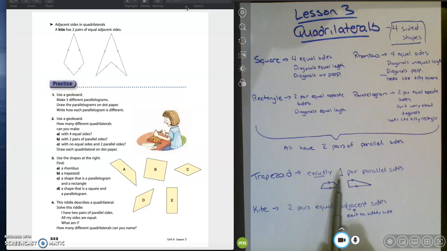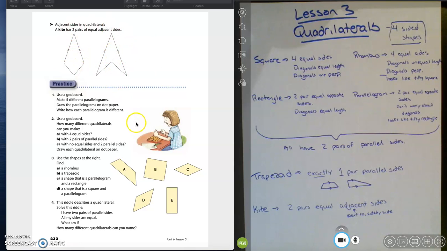A trapezoid, one pair of parallel sides, okay, just like these two little samples I drew here. And a kite, two pairs of equal adjacent sides, adjacent meaning next to each other or side by side. Okay, we have the examples up here. I don't need to redraw them because they're on this page.